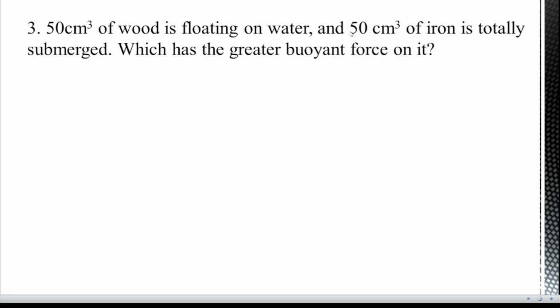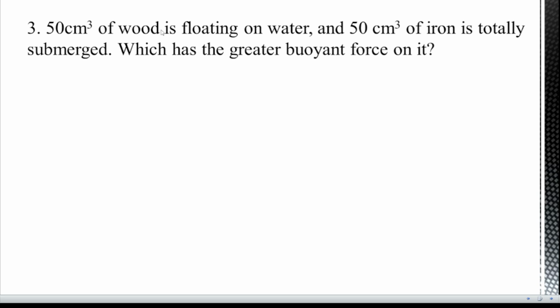As you see, the iron is totally submerged. That means this much of the water is displaced. Correct. But in the case of the wood, not this much of the volume of the water is displaced. Only a much smaller volume may be displaced because of the wood.